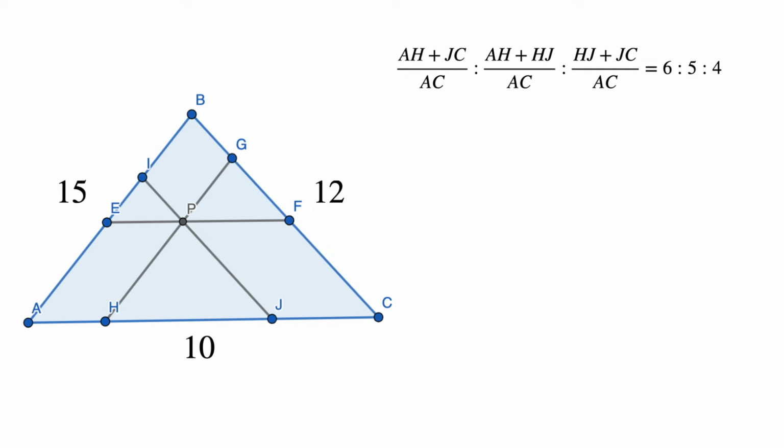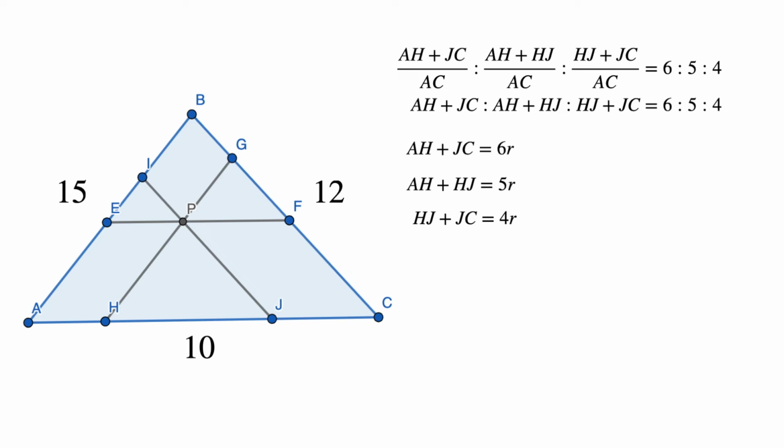Okay, now notice that the denominators are all the same, so it cancels out. And now the only variables involved in the equation are the lengths that we're interested in. However, we want to isolate them, not have them added together, so we have to get rid of the ratio over here. And a good way to do so is to let the ratio between them be r, and you get these three equations. By solving these equations, we can find what AH, HJ, and JC is in terms of r, which we can then use to find the ratio between them.